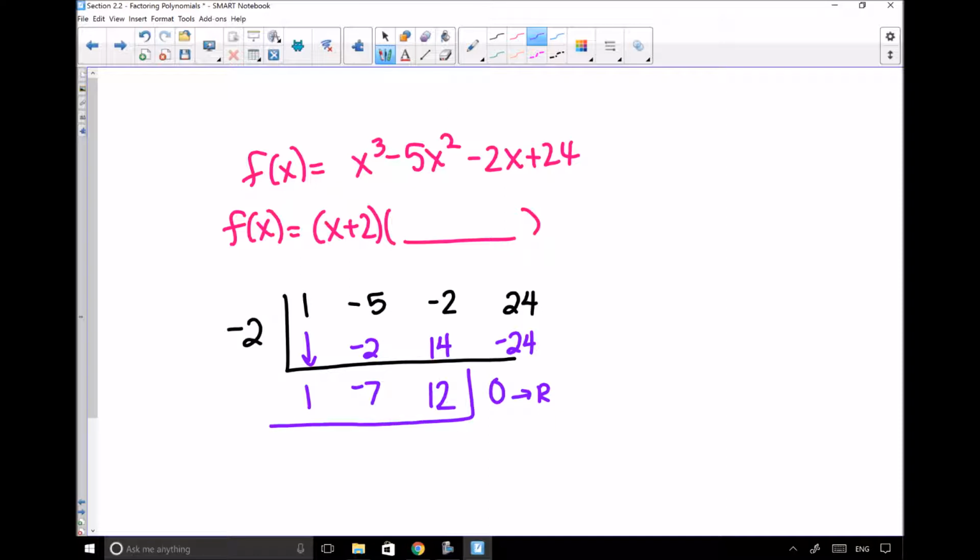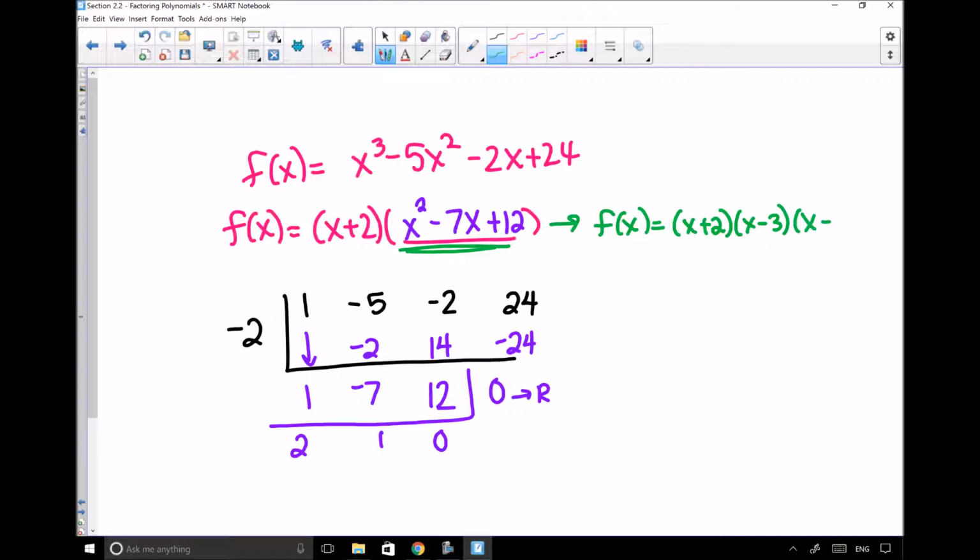That means that this is my 0 degree term, my 1 degree term, my second degree term. So this is x squared minus 7x plus 12. Okay, so now that I've done that, the rest of this should be easier for me because this is factorable. So that means I end up getting f of x is equal to x plus 2 times x minus 3 times x minus 4.